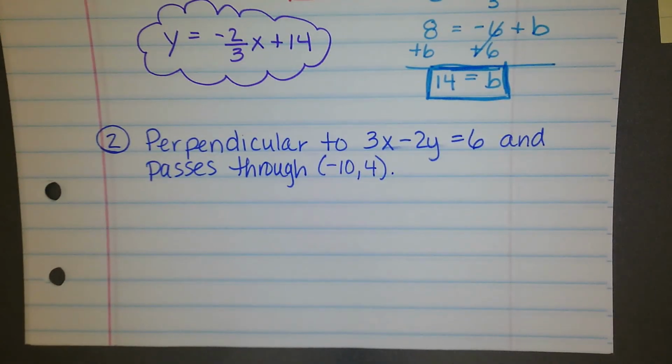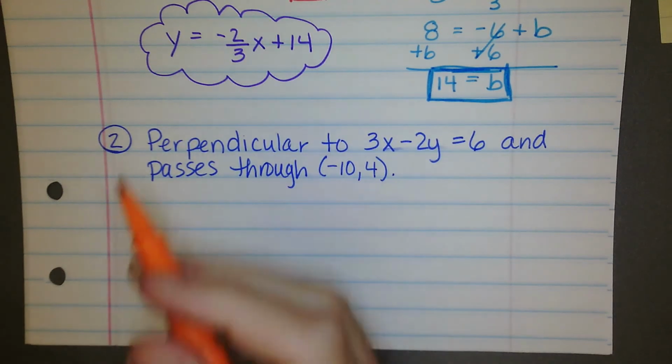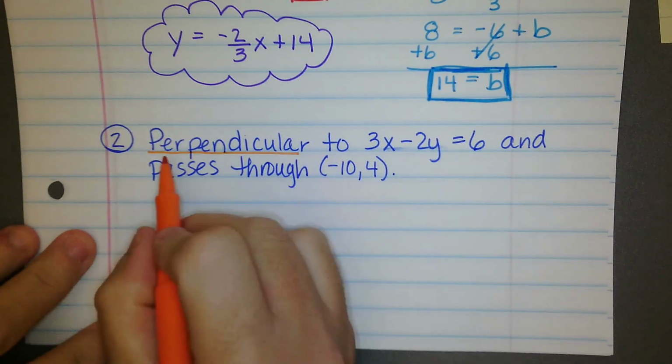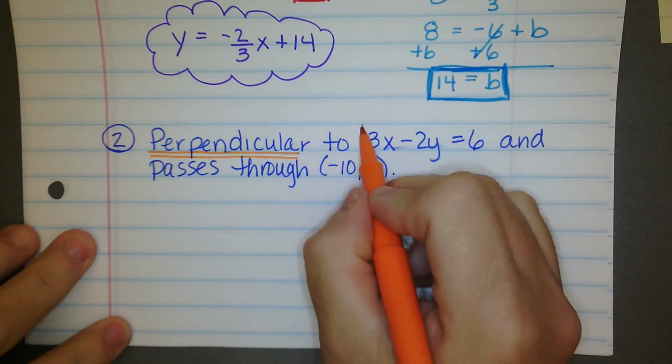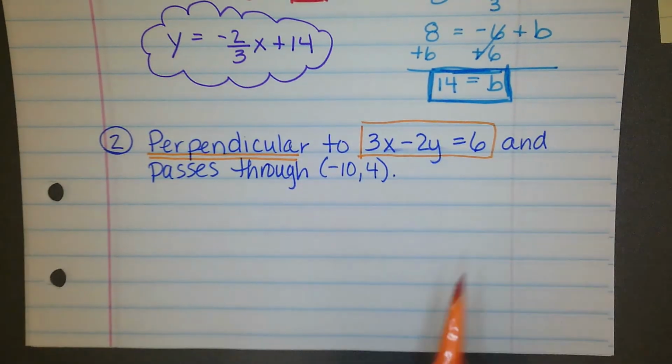I don't know if I gave myself enough space. I certainly hope so. Okay, so what we're going to do is remember that when you're writing an equation of a line, you need to go into y equals mx plus b mode. The thing that you need to look at, though, is the fact that this says perpendicular. And perpendicular means that you need to extract the slope from this equation and take the negative reciprocal.